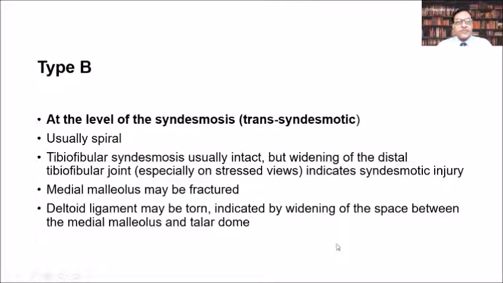Type B is the fracture of the fibula occurring at the level of the syndesmosis. This is called the transsyndesmotic type of fracture. It is usually spiral. Tibiofibular syndesmosis usually is still intact, but widening of the distal tibiofibular joint, when you give stress to it, means there is a syndesmotic injury. So you have to ascertain whether the distal tibiofibular syndesmosis has been injured or it is intact.